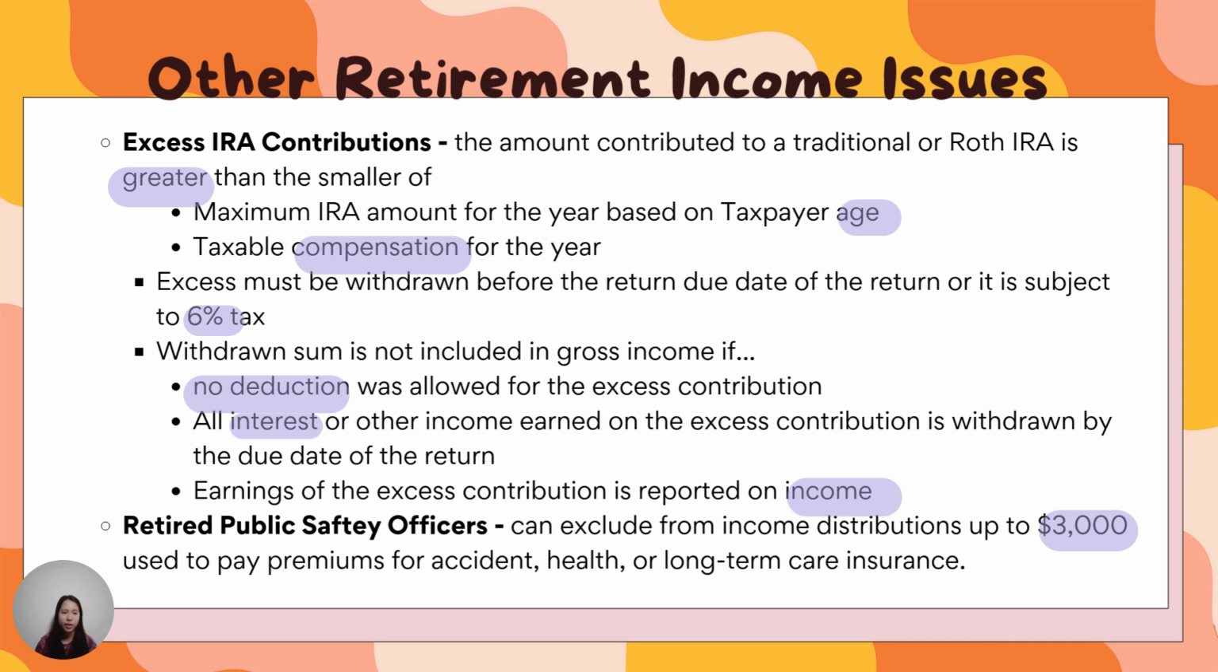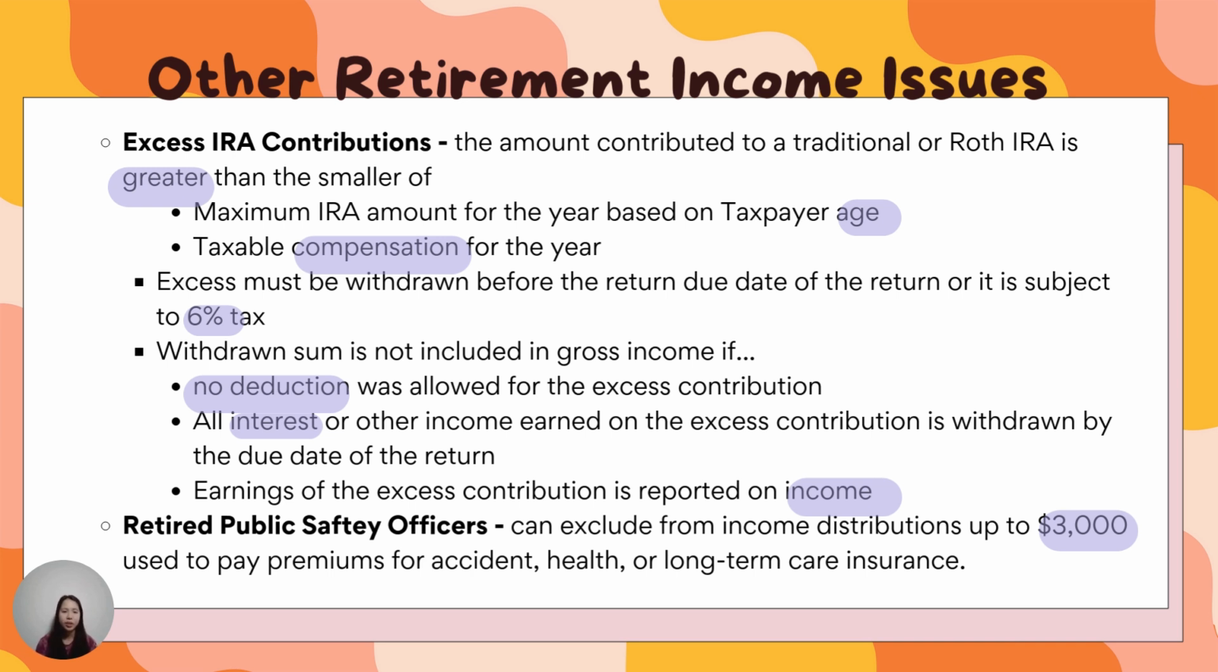If you withdraw the excess sum, it will not be included in gross income if no deduction was allowed for the excess contribution, and all interest or other income earned on the excess contribution is also withdrawn by the due date of the return. Earnings on the excess contribution are reported as income. So you put in more than you should into your IRA, and it earns money. You take out all the money that was earned on the excess amount. That money that you earned is also subject to tax, and it will be reported as income.